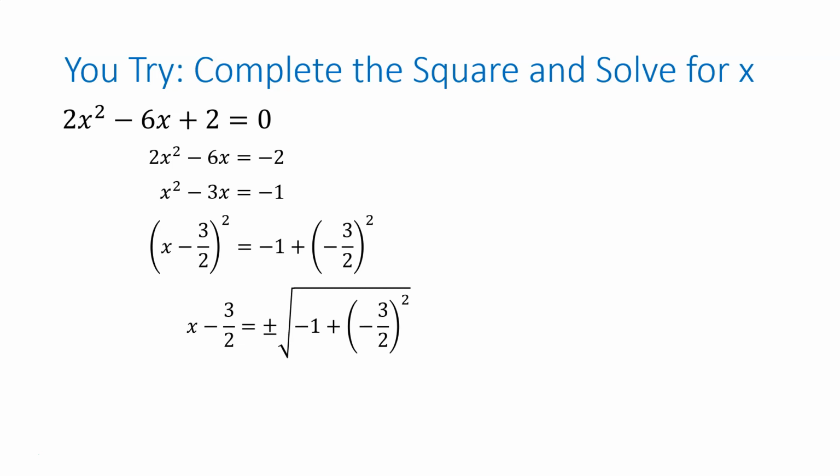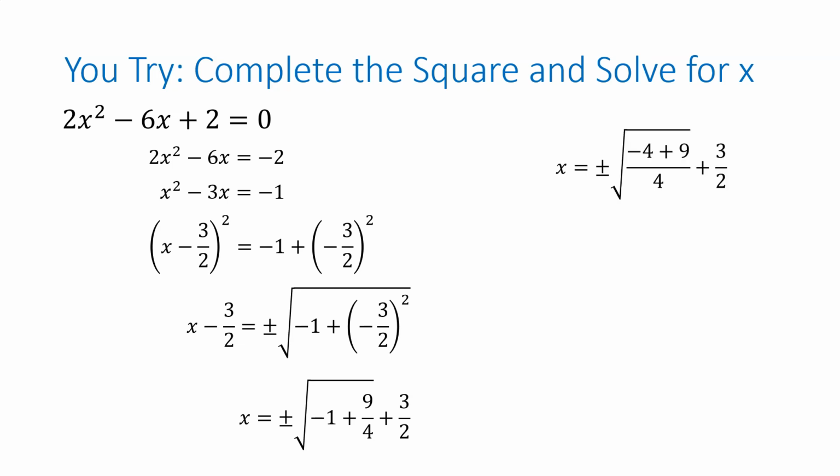We move the -3 halves to the other side, and when we do that, it becomes positive. So we get x equals plus or minus the square root of -1 plus 9/4 plus 3 halves, where -3 halves squared is the same as positive 9/4. We can then multiply -1 by 4 over 4, so we have a common denominator. And inside the square root, we have -4 plus 9 over 4, which is 5 over 4.